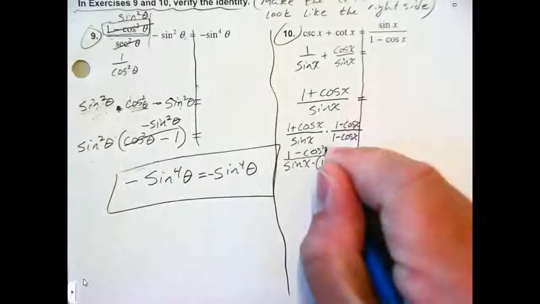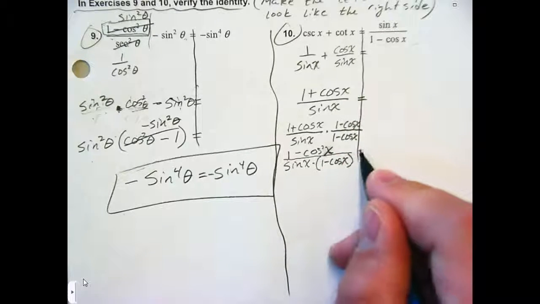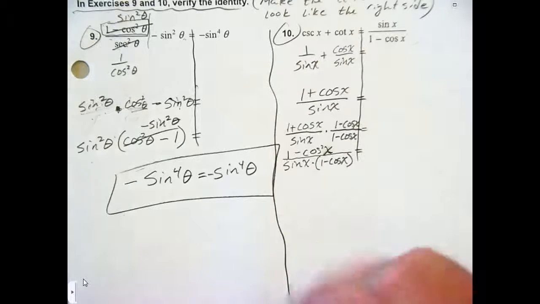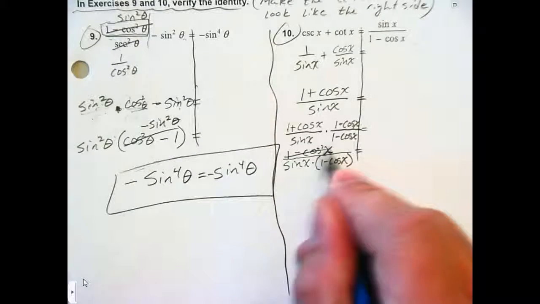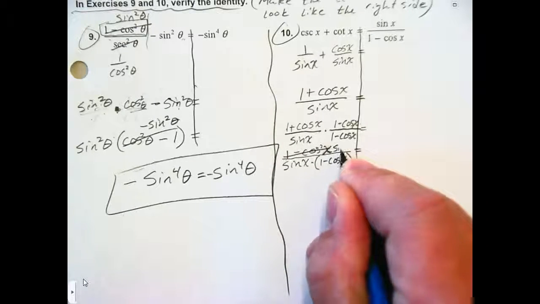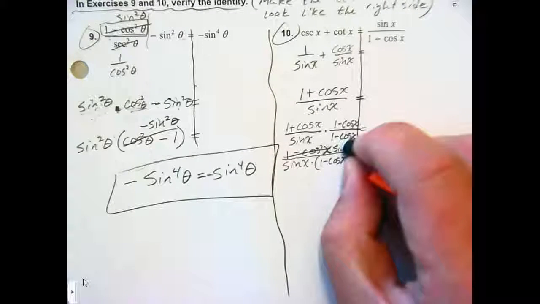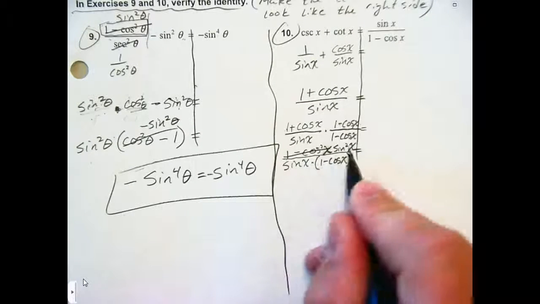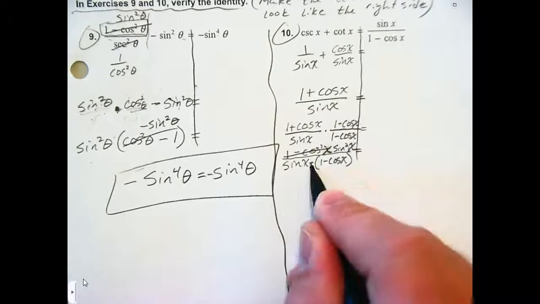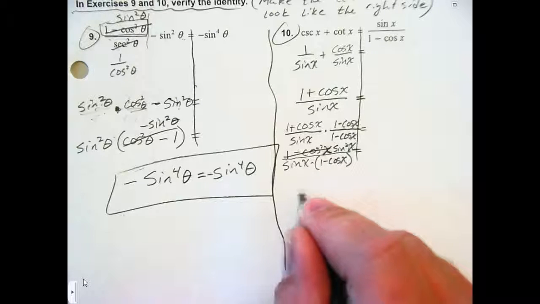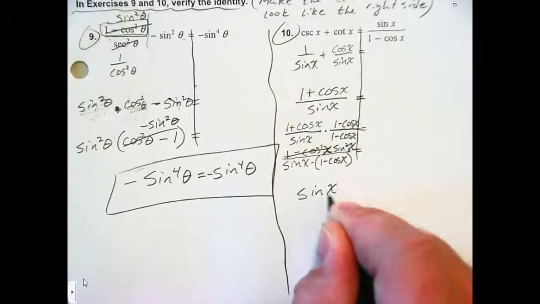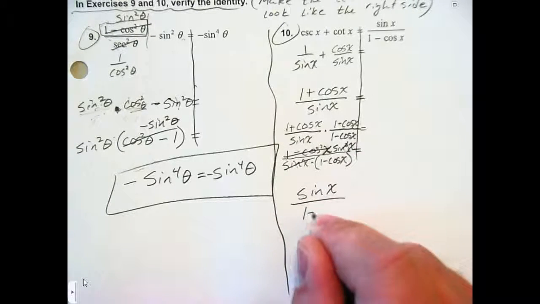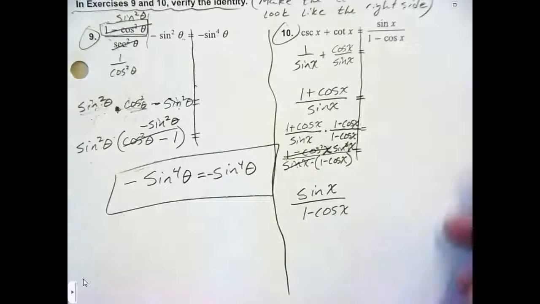All right. What is 1 minus cos squared? 1 minus cos squared is sine squared. So this becomes sine squared x. Okay, so now what can I do with the sine and the sine? Cancel. So I'm left with sine x on top, that canceled one of those, over 1 minus cos x. Hey, that's what I want.